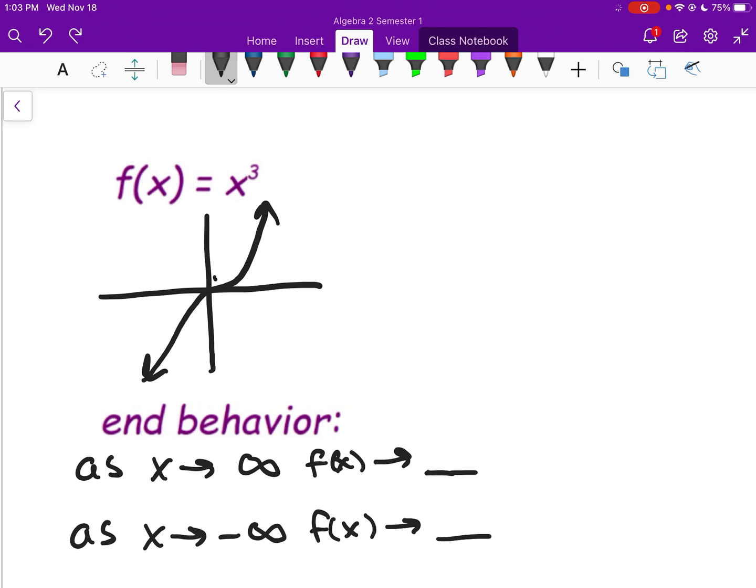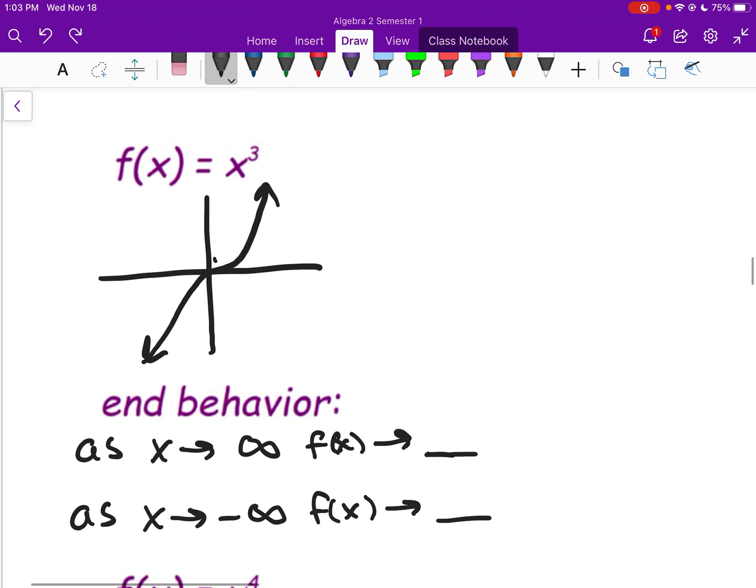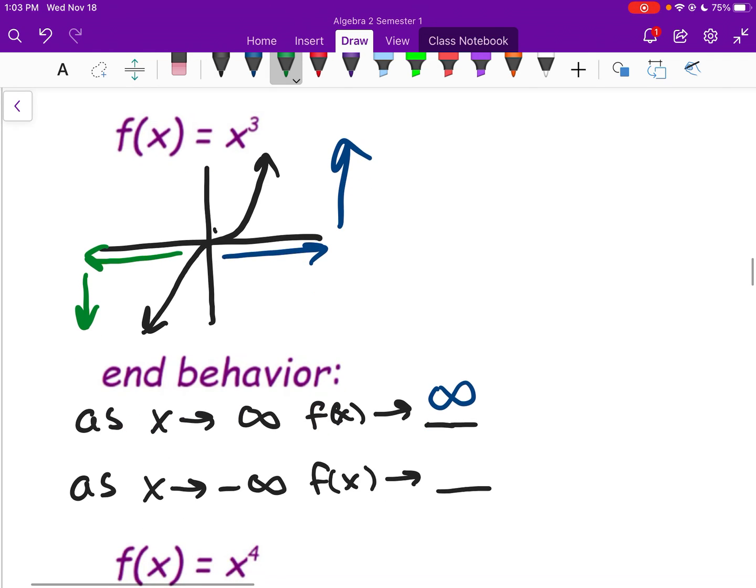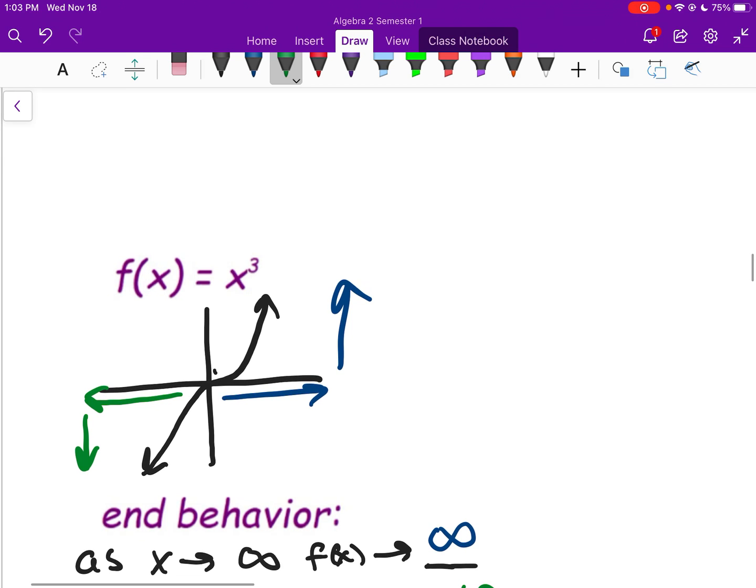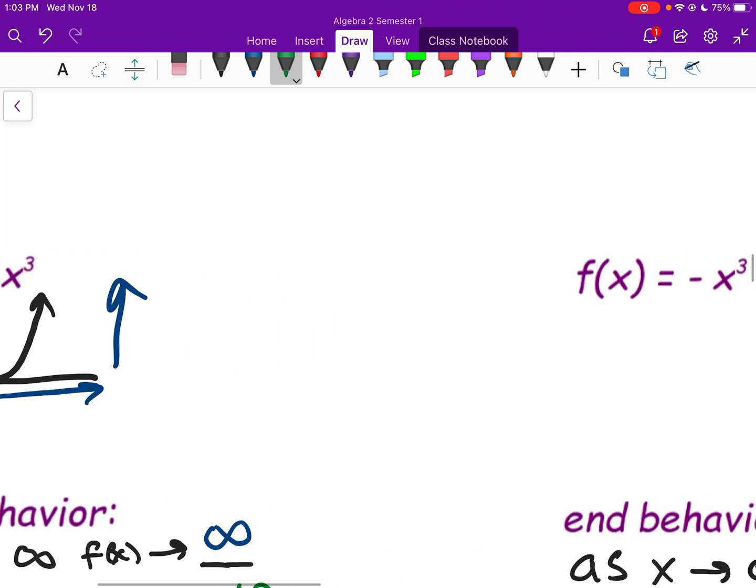Okay, positive a value again. So think of it just like a positive slope line. So in this case, as x approaches infinity, f of x is approaching positive infinity. As x approaches negative infinity, f of x is approaching negative infinity. Okay, so again, that's the same exact end behavior as a linear that has a positive leading coefficient.